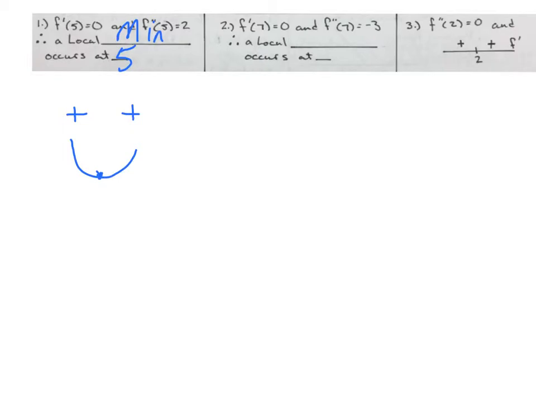For the next one, we have f prime of 7 equals 0. That means that the critical number is 7, and the second derivative is negative. So if the second derivative is negative, that gives us the old frowny face, and with our critical number at the peak of that, this is going to be a local maximum that happens at 7.